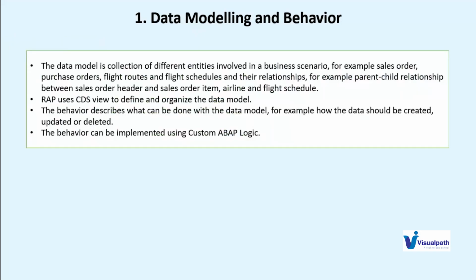Okay, then data modeling and behavior. A data model is a collection of different entities involved in a business scenario, for example sales order, or purchase order, or any other requirement. RAP uses CDS views to define and organize the data model. The behavior describes what can be done with the data model, for example how the data should be created, updated, or deleted.